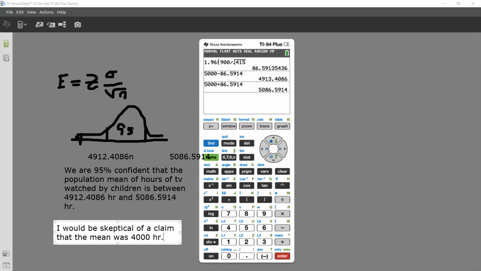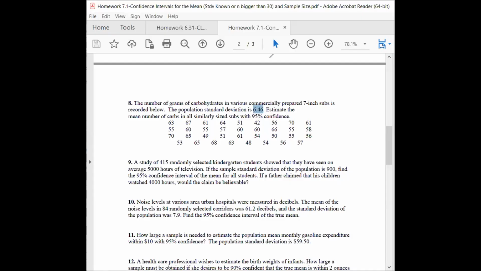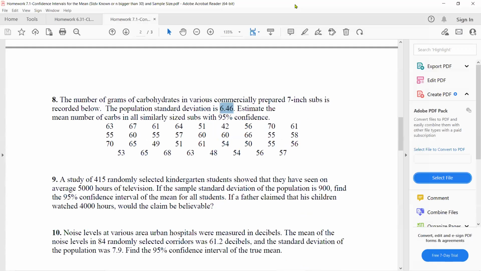Let's see if you can do the next one. I don't think the next one has any raw data, so I think we're okay. Let's take a look at the next one and see how it is. Number 10. Is that where we are? Let me drag this over so we can see what we're looking at. Okay. Number 10. Noise levels.